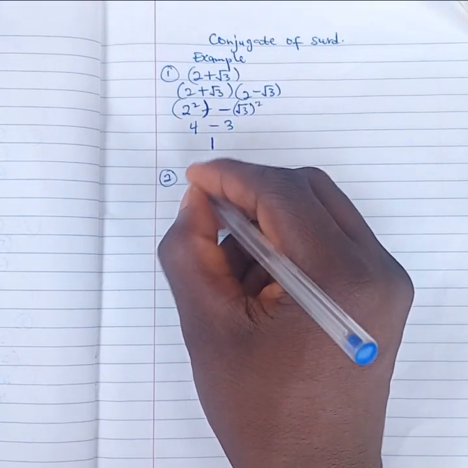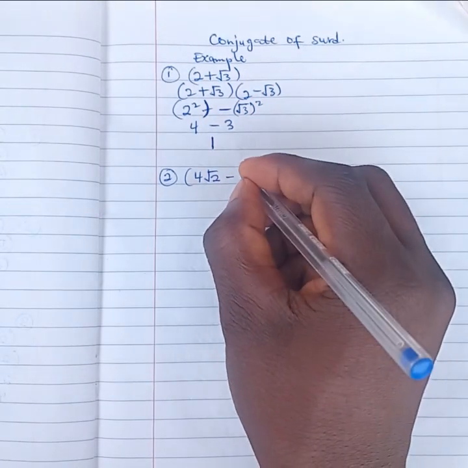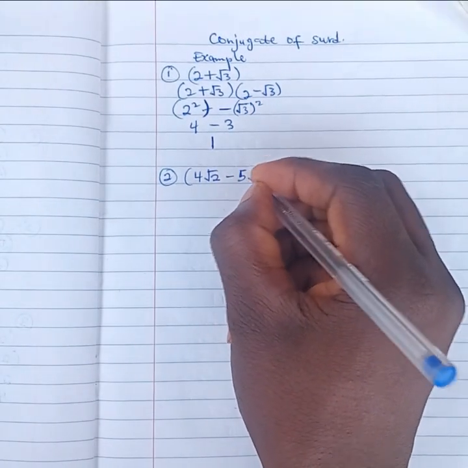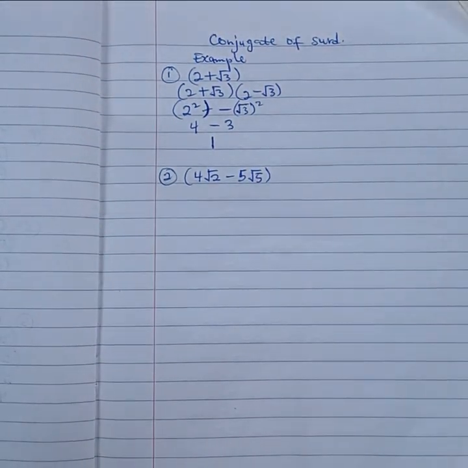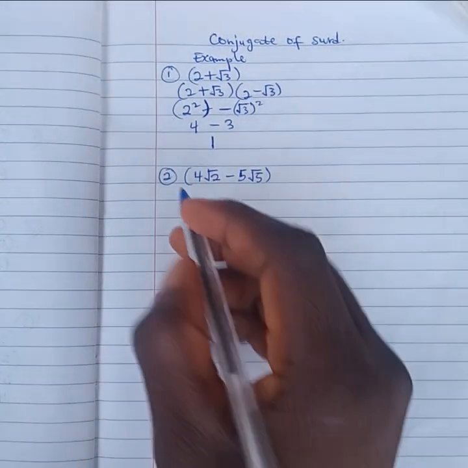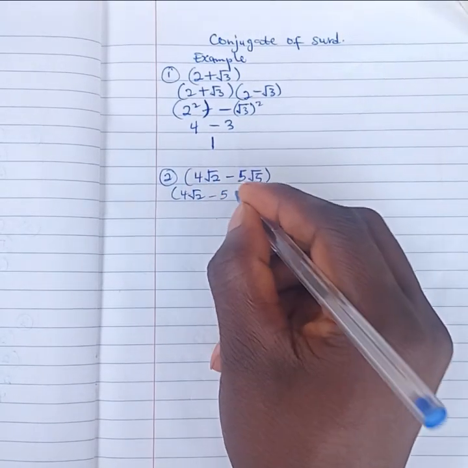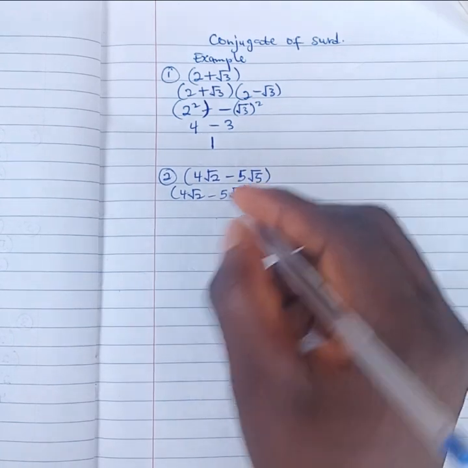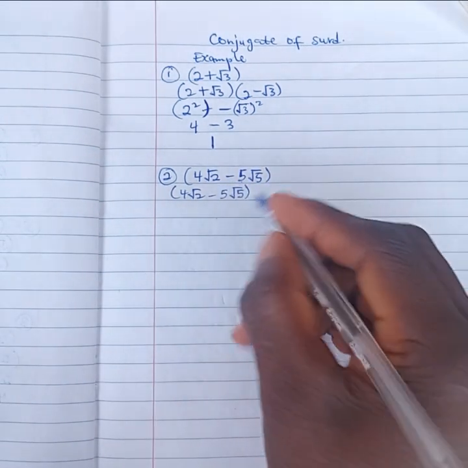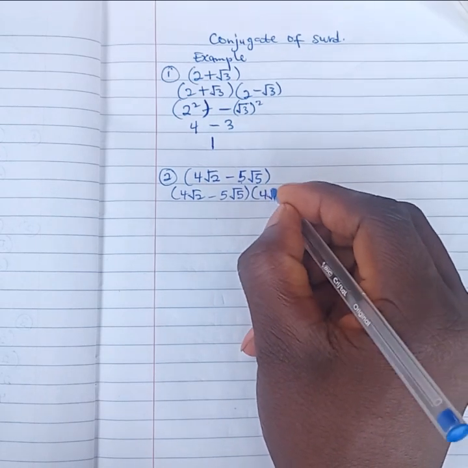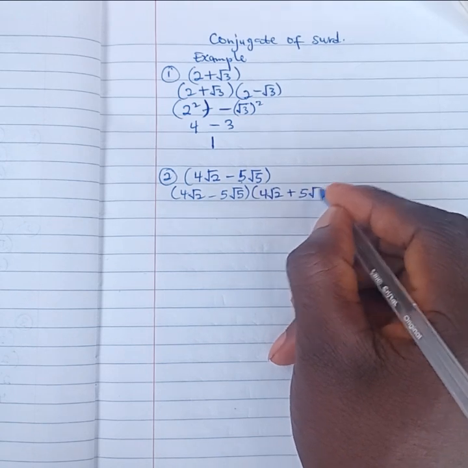So let's take our second example. If we are given 4 square root of 2 minus 5 square root of 5, you first of all need to multiply it by its conjugate. Multiplying by its conjugate, the operation sign here, which is negative, will turn to positive. So 4 square root of 2 plus 5 square root of 5.